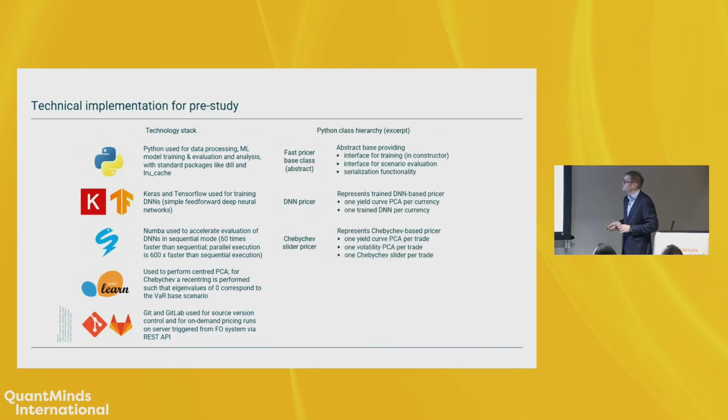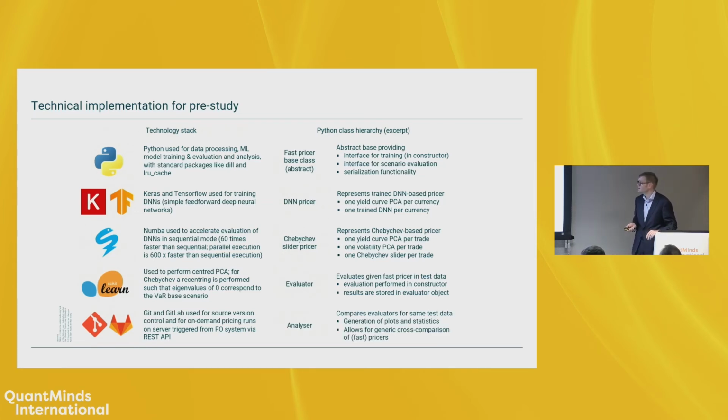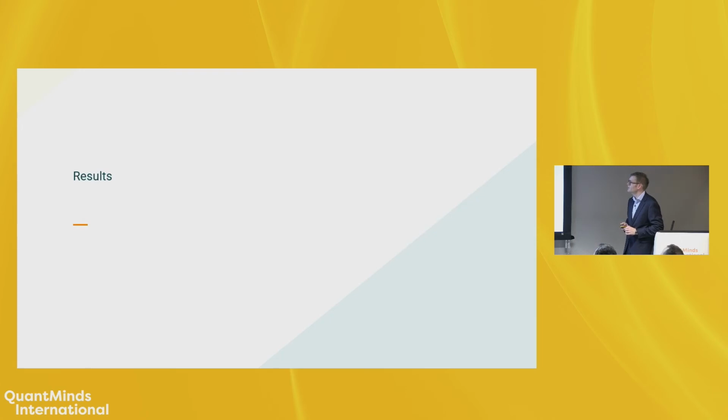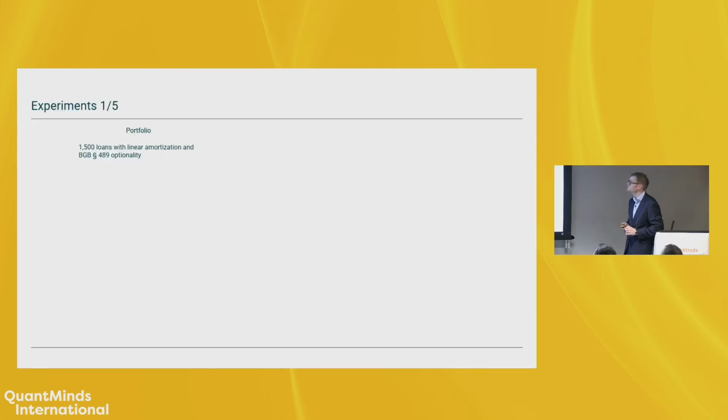Yeah, so we developed some class hierarchy. We have a base class, and then the different models were derived from that one. We had some generic evaluator, which evaluated a model on some test data, and a generic analyzer comparing two evaluators. So we could cross-evaluate, like compare Chebyshev plus PCA against just PCA: you encode, you decode, apply PCA for encoding, apply your reference pricer. That's that.